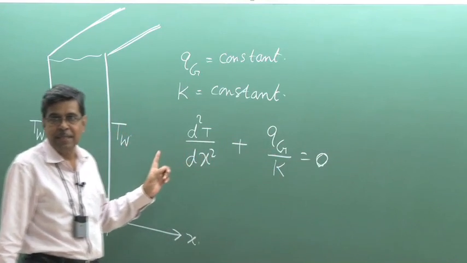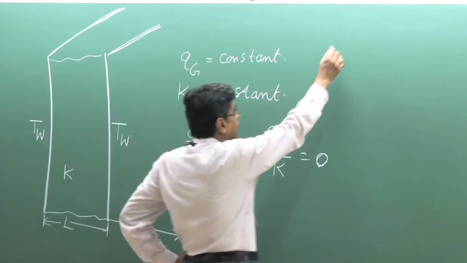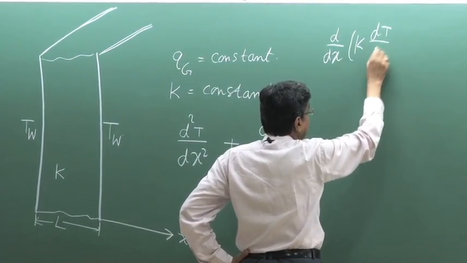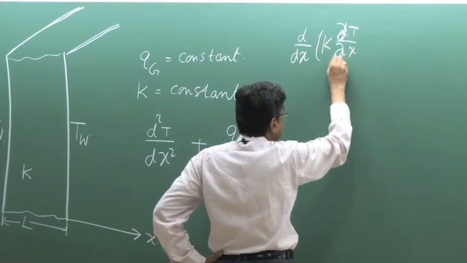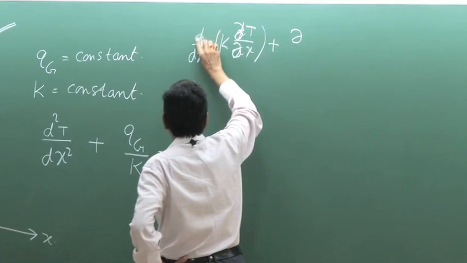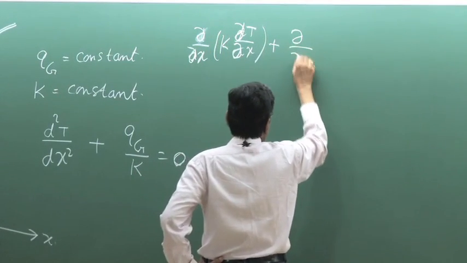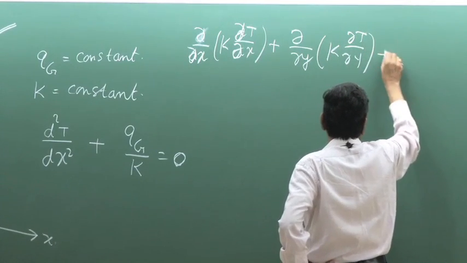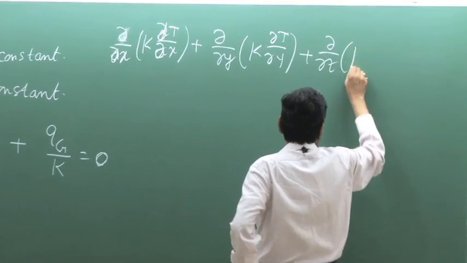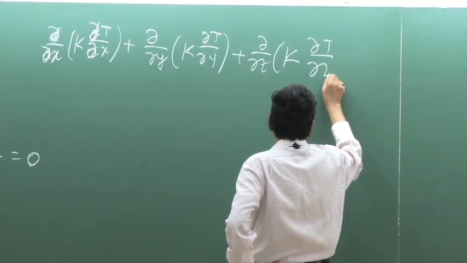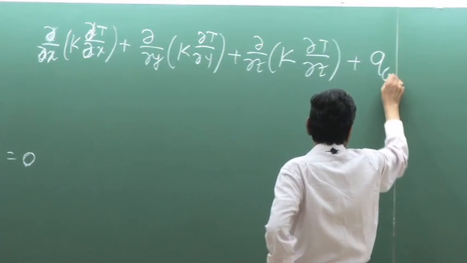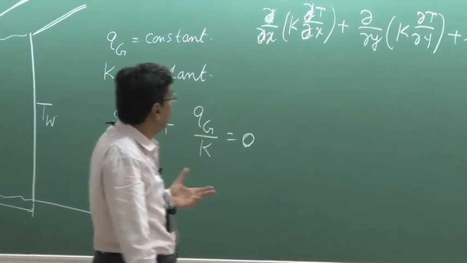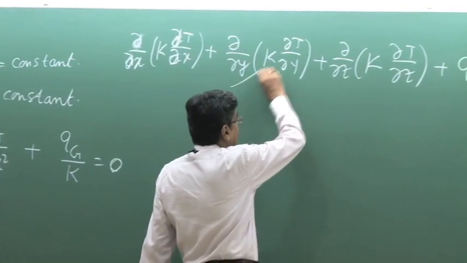Last class I showed you that if you write this, you will get ∂/∂x of k ∂T/∂x, plus ∂/∂y of k ∂T/∂y, plus ∂/∂z of k ∂T/∂z, plus qg is 0, because the temporal derivative of temperature with time is 0 for steady state. So for one-dimensional, these quantities will be 0.